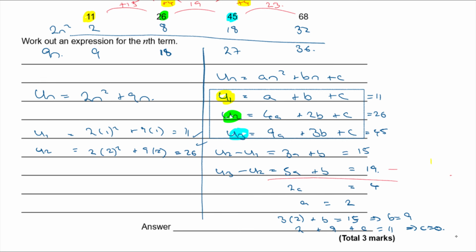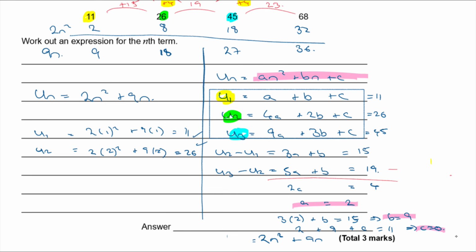Okay, so then subbing those 3 values back into our original equation, an squared plus bn plus c for the nth term, I know that a is 2, b is 9, c is 0. So that gives me the nth term, 2n squared plus 9n plus 0. So you see I get the same result.